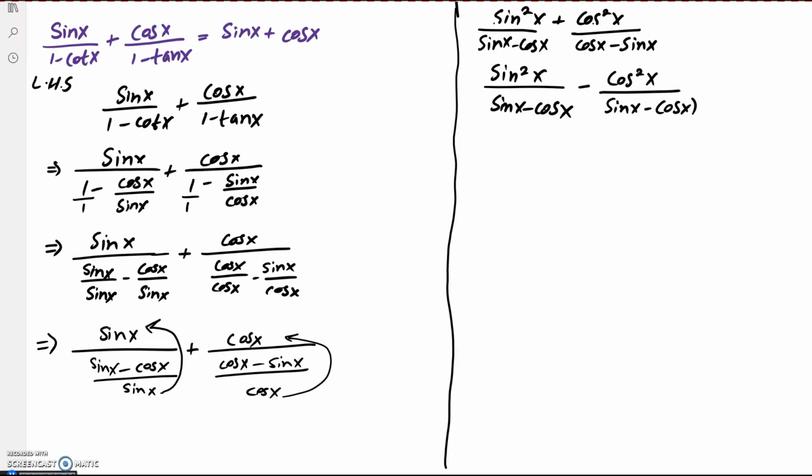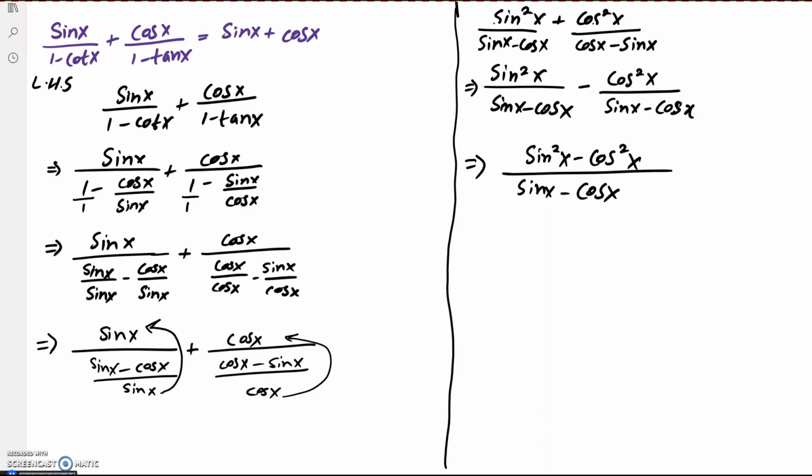Clear? Now we have the same denominators, and once denominators are the same, we will combine them. It's going to be sine squared x minus cos squared x over sine x minus cos x. Clear? Now maybe some students are thinking that sine squared x minus cos squared x is a Pythagorean identity. No. In the Pythagorean identity, you have a plus sign between them. You cannot use the Pythagorean identity.